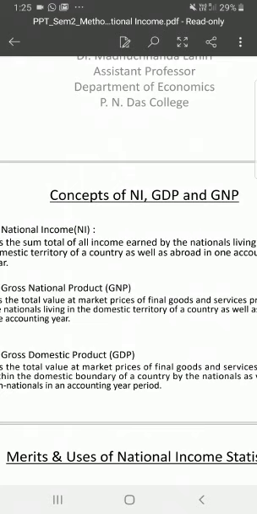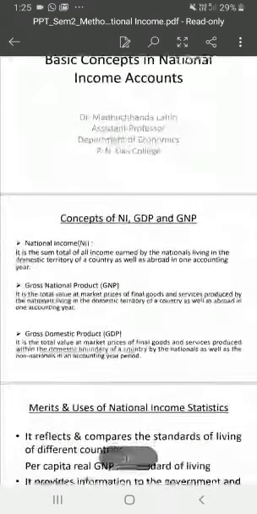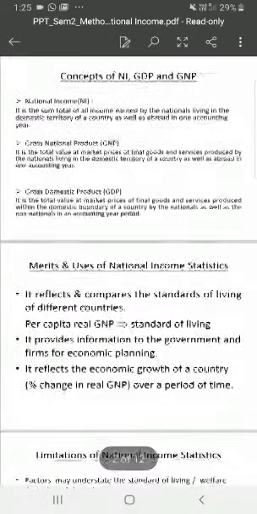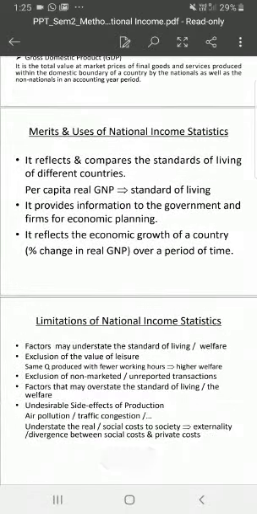Now, I think this part is pretty much clear. So now we move on to some of the uses that we get if we use the national income statistics.